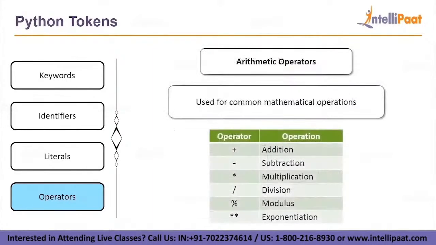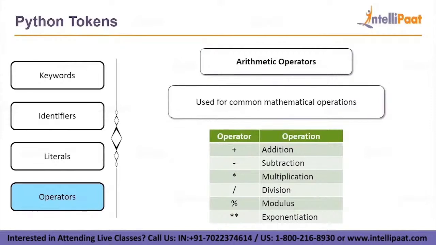So let's move on and see what are arithmetic operators. Well, as the name suggests, we use arithmetic operators to perform arithmetic operations or mathematical operations. Things like addition, subtraction, multiplication, division, modulus, and exponentiation. So addition basically adds two numbers. So we can add 6 plus 5, in which plus is the operator and 6 and 5 are the operands. Similarly, we can subtract, we can multiply two numbers, we can divide two numbers.